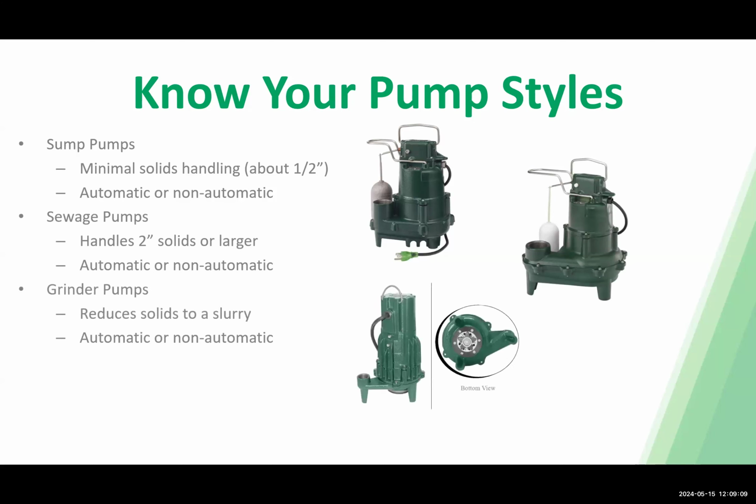Then you have grinder pumps, which are sort of a specialty sewage pump. Grinder pumps reduce solids to a slurry. Now, the main benefit of that is, A, you're not going to get nearly as many clogs as you may see in a sewage pump. And B, it's much easier to move water that has very small solids in it versus moving water with 2-inch plus size solids. So these pumps can put out a whole lot more pressure, which is why you typically see them being used in systems like low pressure sewer systems. And these come in automatic or non-automatic.